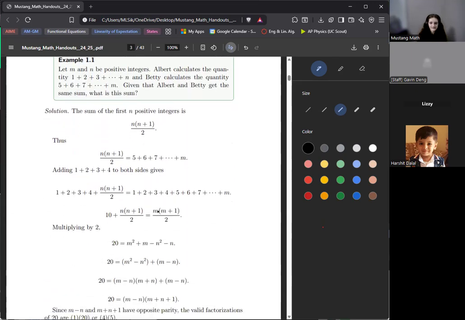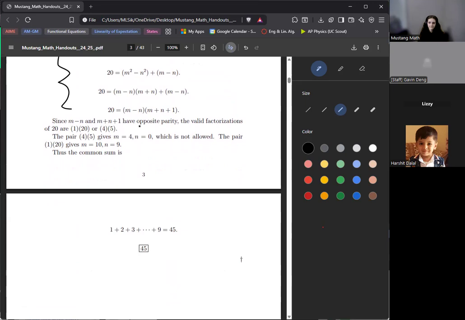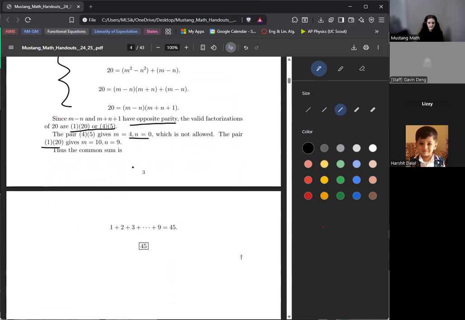Yep. And you can see they did the exact same thing we did, factoring over here. Opposite parity, meaning that the only valid factorizations are 1 and 20 and 4 and 5. And that's how we know it has to be 1 and 20, because otherwise n would be equal to 0.